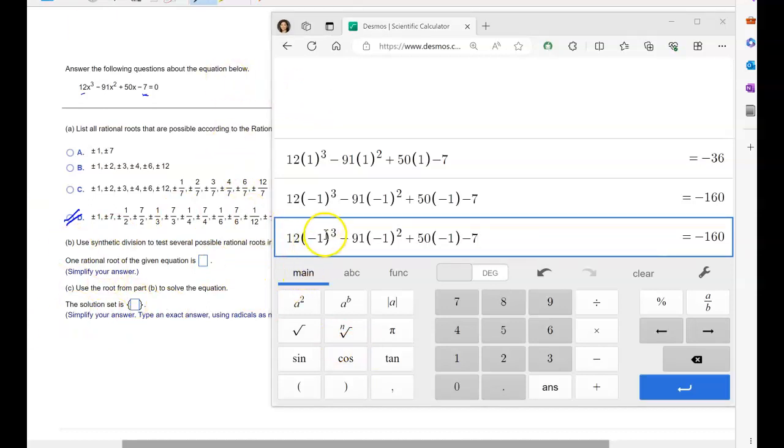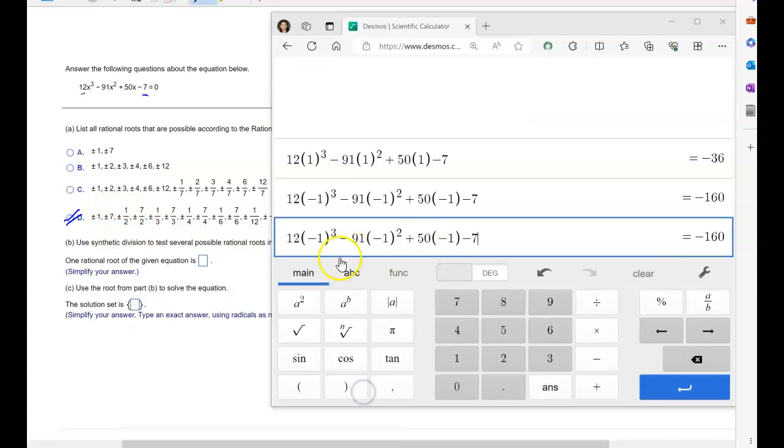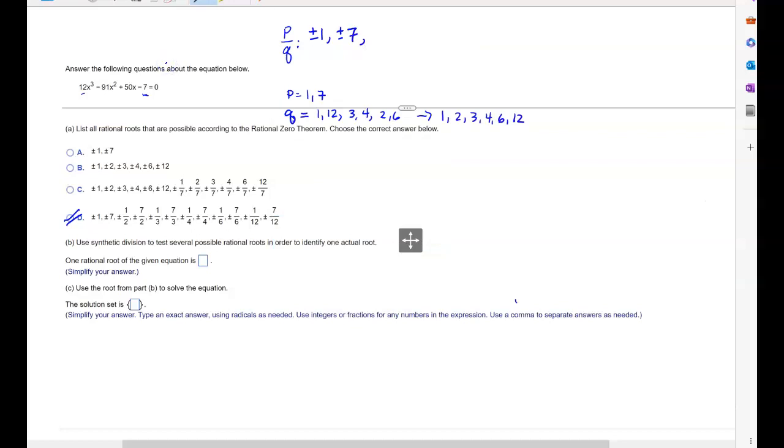Okay, and then for instance here, we replace it by the next number, which is actually a 7. So you do that. Let's do 7. Replace that by 7. That value by 7, which we got a 0. So now we got our first 0. So we know 7 is a root. So then you can perform synthetic division. So one rational root of the given equation is 7.